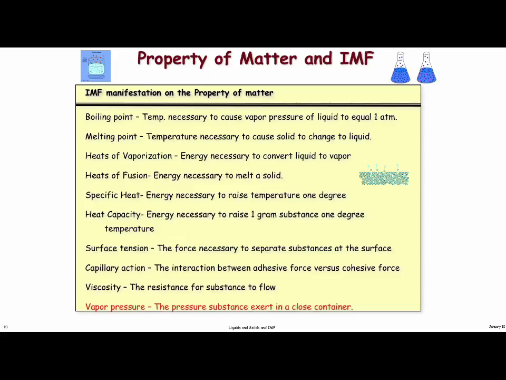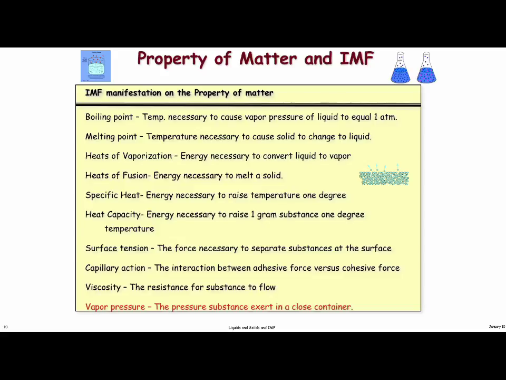Capillary action is how chemicals are attracted to each other versus how they are attracted to another surface. Viscosity, that's just the resistance to flow. And vapor pressure, that's basically how well a chemical will vaporize. Now if we take a look at boiling point, the process of boiling is when the molecules start to move faster from the liquid state so that they can escape to the gas phase.